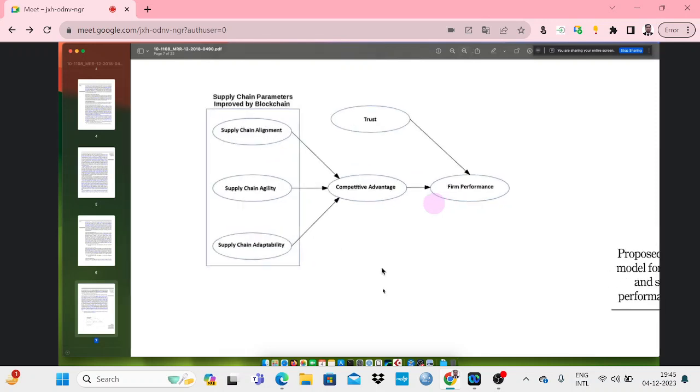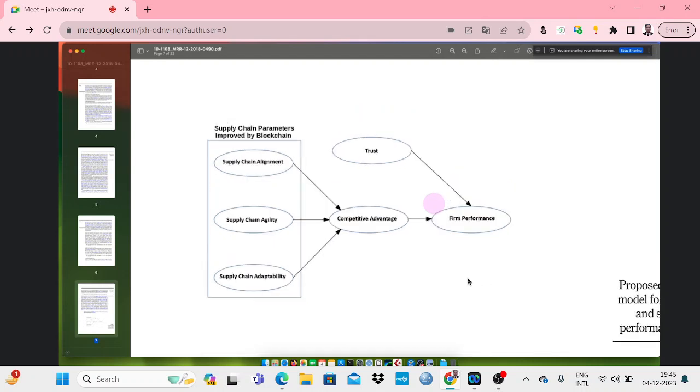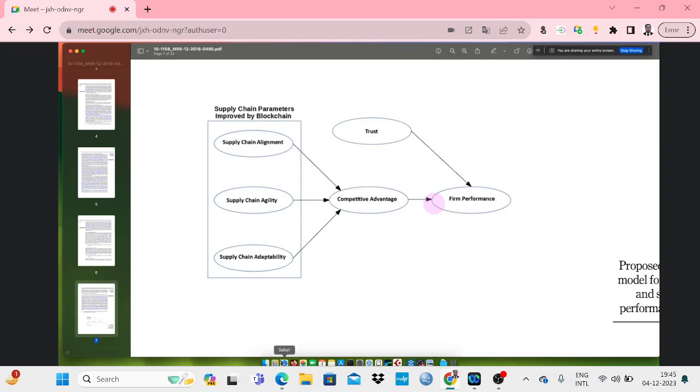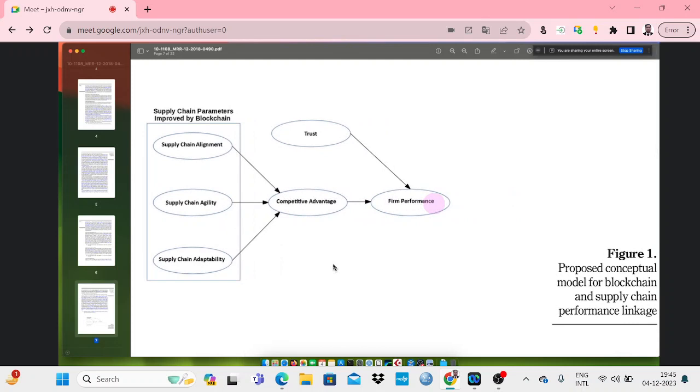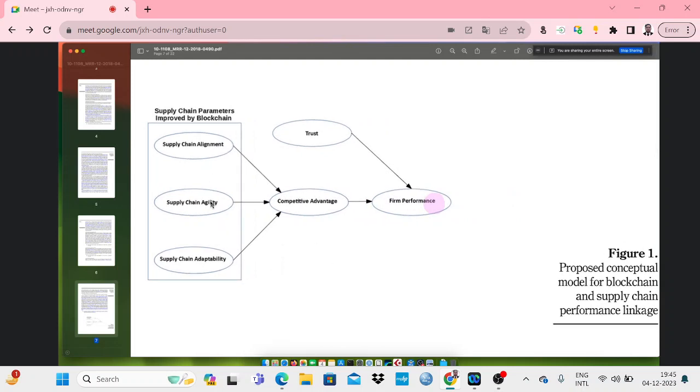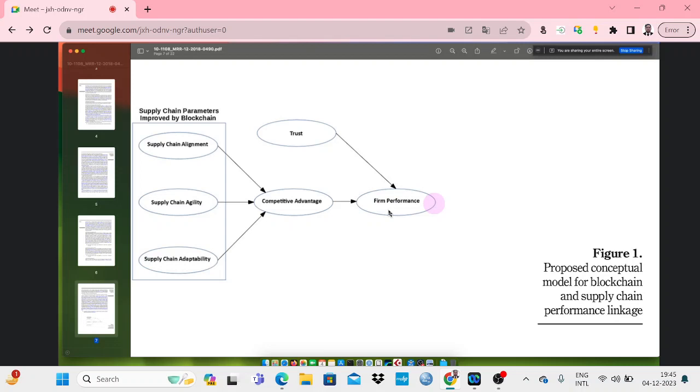And you can see it's a very complicated model as opposed to the simple model where all the arrows were coming down directly onto one dependent variable. Here you can see that there are two stages. First, these three affect this, and then this effect transmits here, and then there is another independent variable which is coming in directly. So what this study tried to focus on is how implementation of blockchain in supply chain might improve certain supply chain parameters like alignment, agility, and adaptability, which leads to competitive advantage. And naturally, competitive advantage will lead to better firm performance.